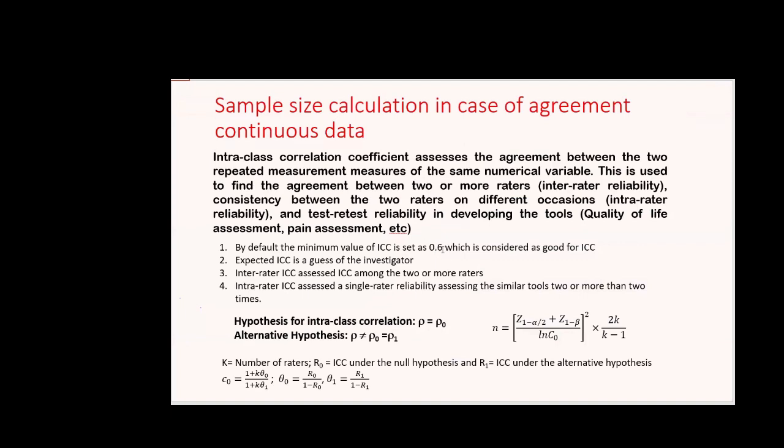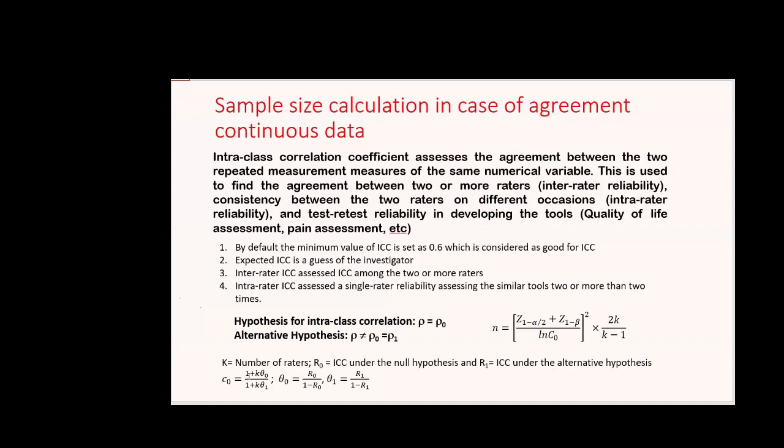So this formula is n equals (z 1 minus alpha by 2 plus z 1 minus beta) times log C0, multiplied by 2k over k minus 1. Here k is the number of raters. The number of raters should be 2 or more than 2. So you have to note down the number of raters, and then C, how you calculate the C.